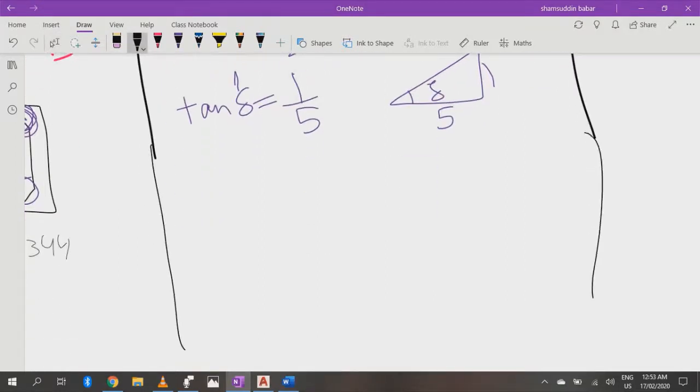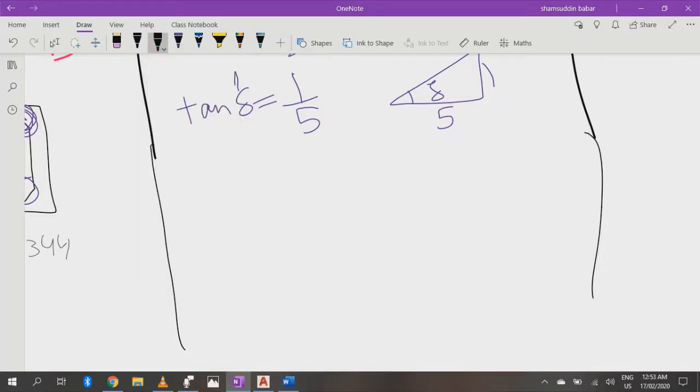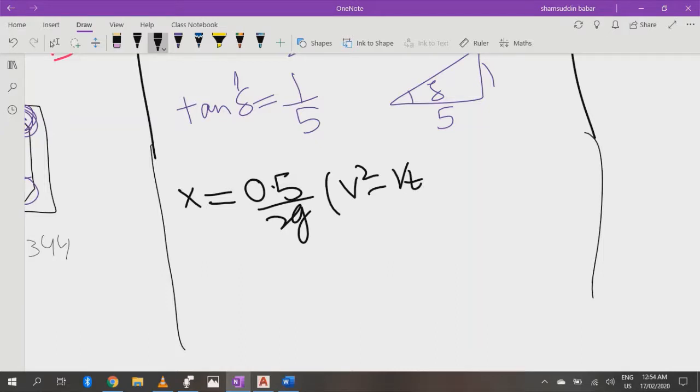It's time for our 5th loss, and it is losses due to exit losses, and its formula is quite simple: 0.5 divided by 2g, (v square minus vt square).